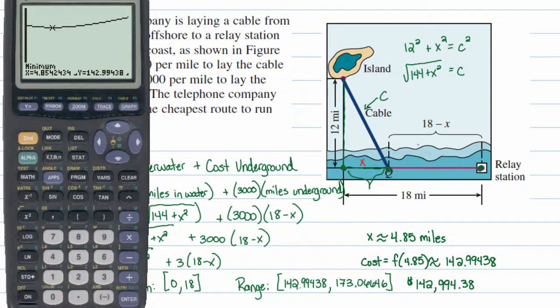And if you look at all the values that we got before, to lay the cable directly to the shoreline and then across was $150,000. To go directly from the island to the relay station was $173,000. This is definitely cheaper than that, and that's actually the least amount that you'll have to pay. This type of application can honestly be used quite often in real situations. So this is a really neat situation.